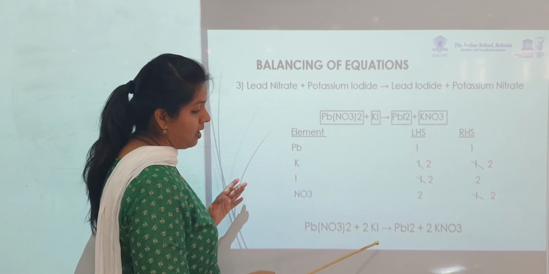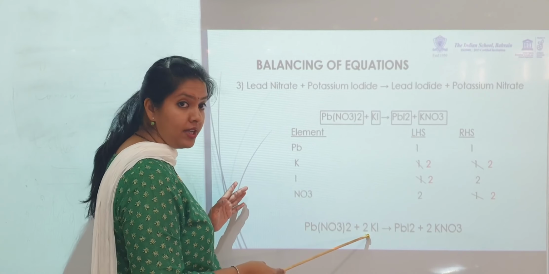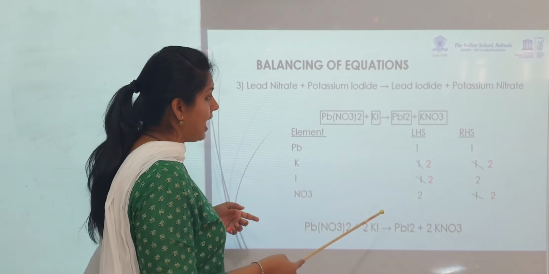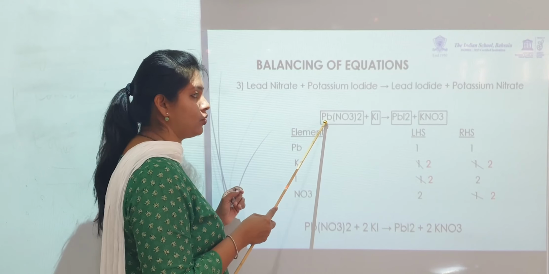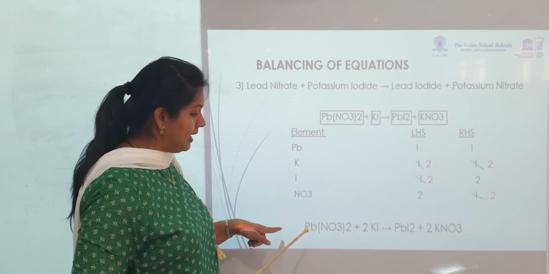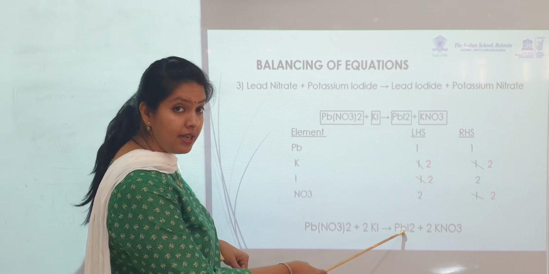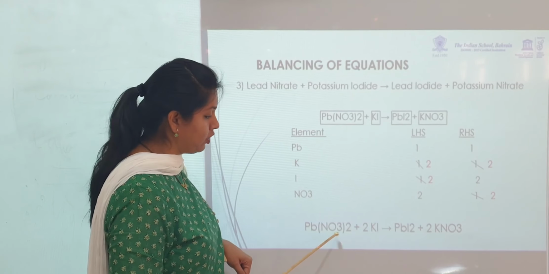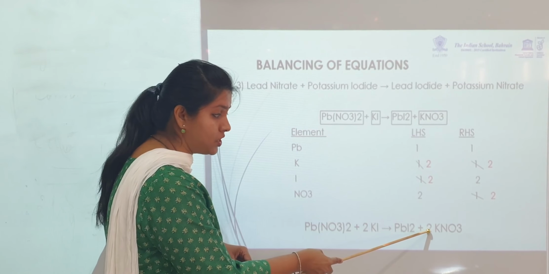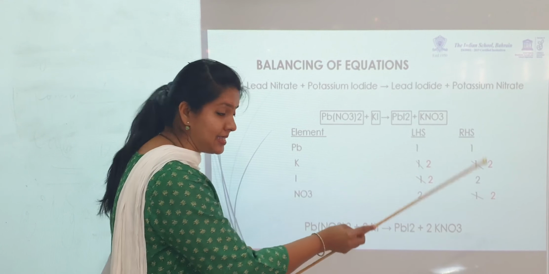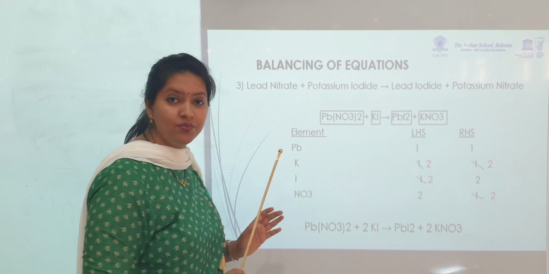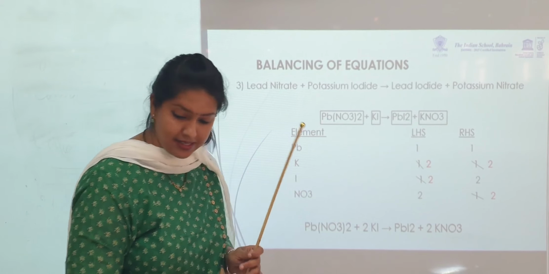What next? Iodine becomes 2. Look at this iodine, it's 2 over here. Iodine is already 2, so automatically iodine gets balanced. That's fantastic. And then lead, there is no change in it. It was 1 here, it is again 1 here. So my balancing of the third equation is also done. Let me cross check. Lead 1, lead 1. Nitrate, the whole polyatomic ion 2. Nitrate 2. Mind you, this 2 belongs to potassium as well as nitrate. Potassium 2, iodine 2, iodine 2. Done. My equation gets balanced.